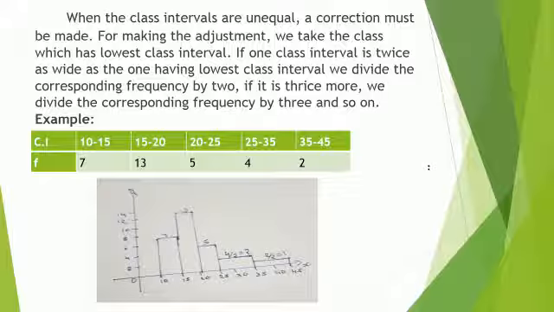First you have to find the class interval lengths. The first is 5, the second is 5, the third is 5, and the fourth and fifth are 10. First you have to find the minimum class interval. The minimum class interval is 5. As we already know, the x-axis represents the class interval and the y-axis represents the frequency. The minimum is 10 and the highest is 45, so we split 10, 15, 20, 25, 30, 35, 45.